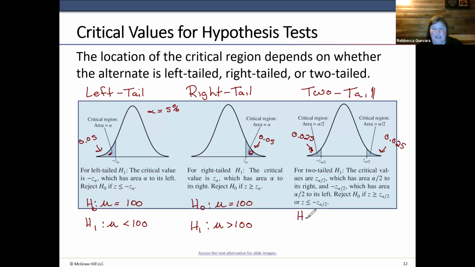But this is the case where if the null hypothesis was the mean was 100, then the alternate hypothesis would be that whatever it is, it's just not 100. So it could be in the left tail, it could be in the right tail. But we still want that significance level of 5%, so we just split it between both tails.